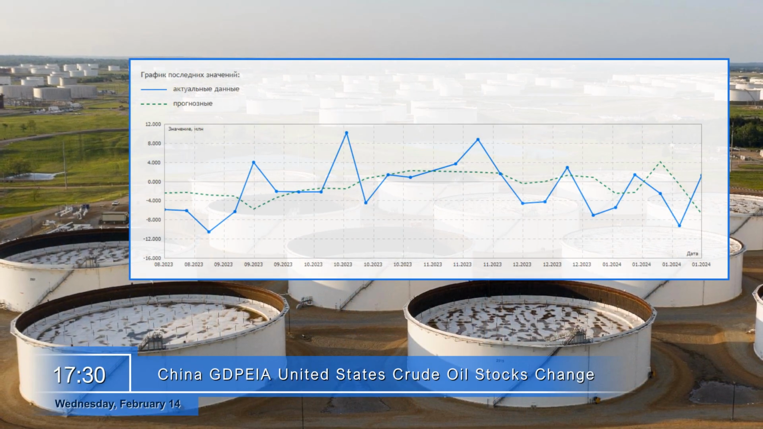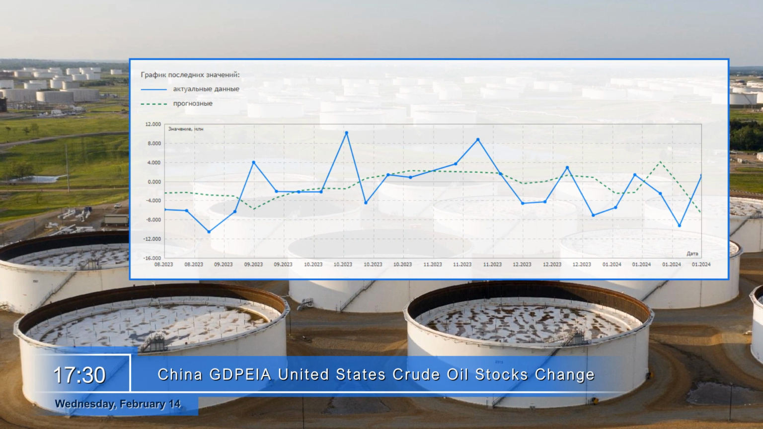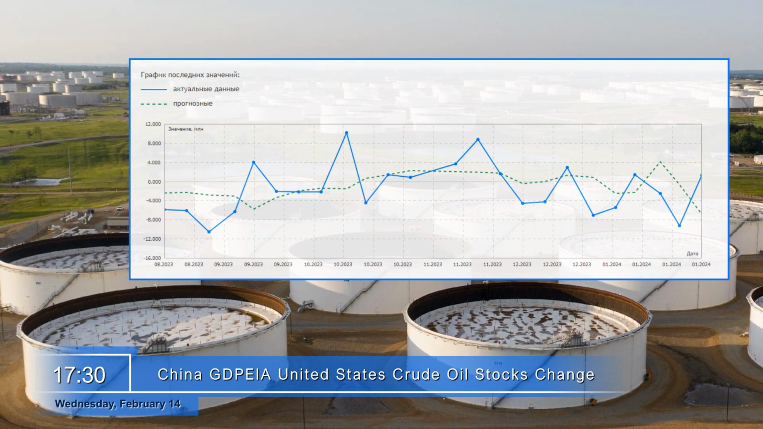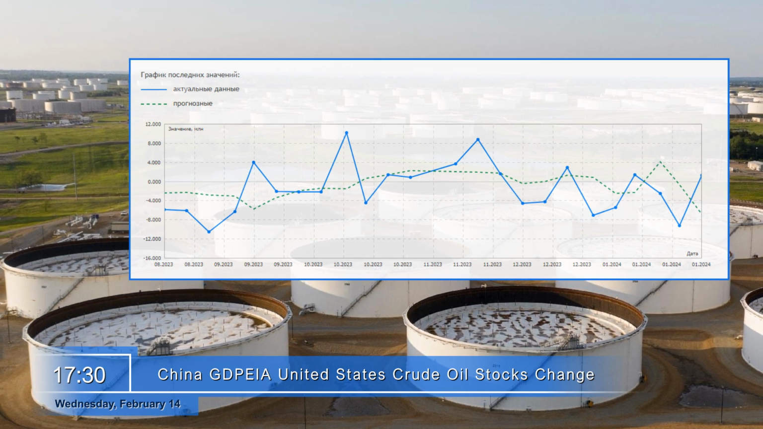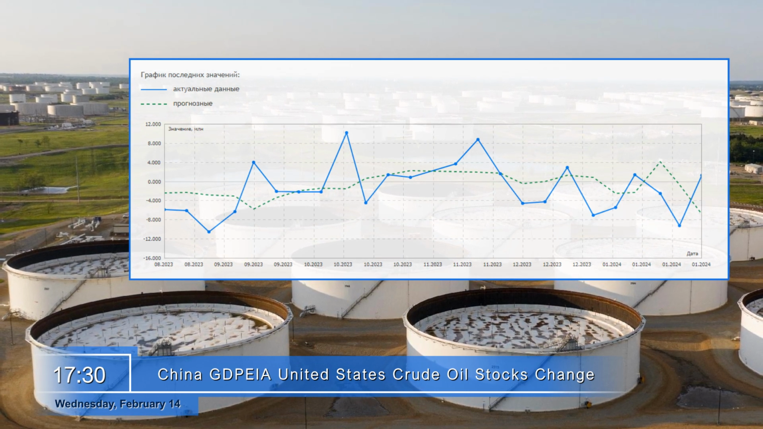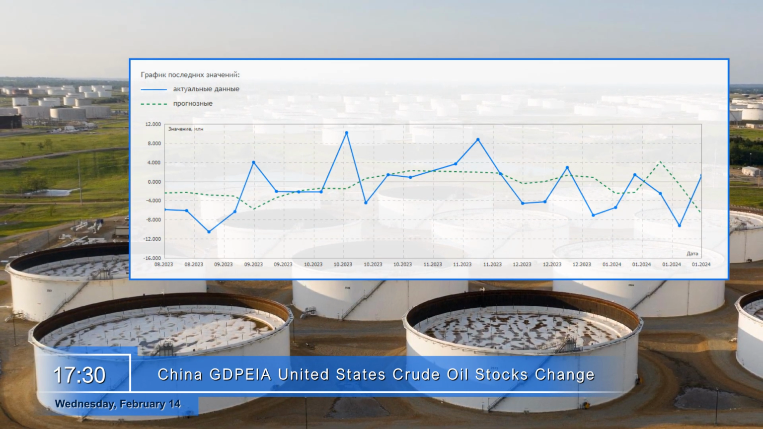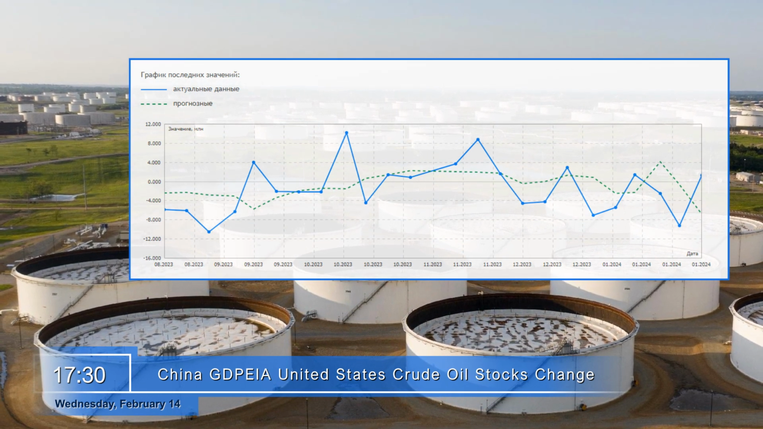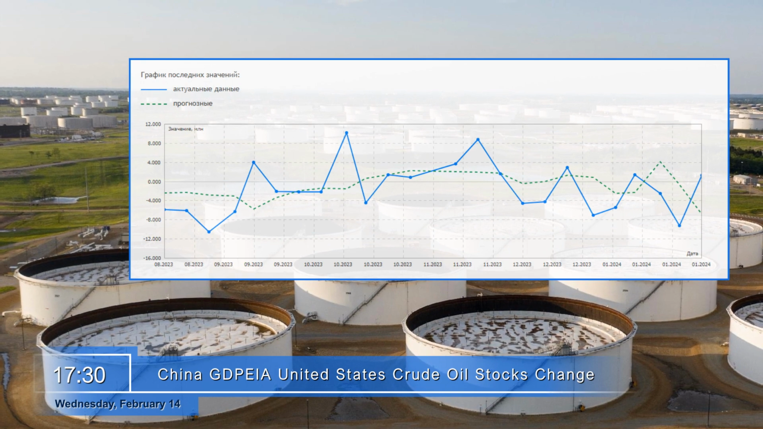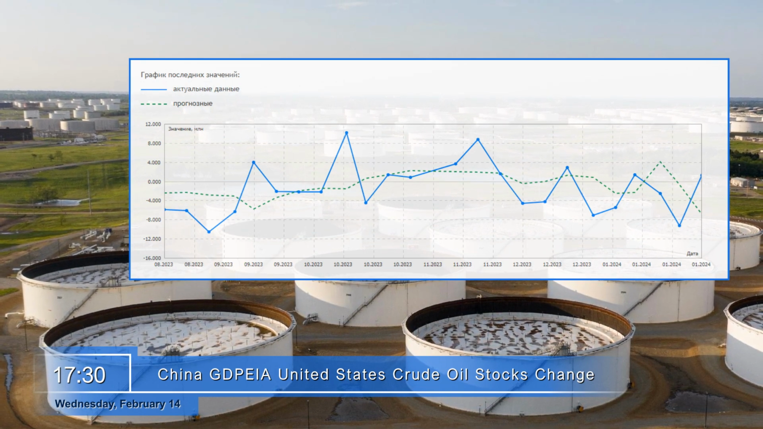In addition, at 5:30 p.m. the U.S. will report the crude oil stock exchange. This is an indicator included in the weekly report of the Energy Information Administration of the U.S. Department of Energy. An increase in the number of inventories indicates either a decrease in demand for raw materials or an increase in production. This has a negative impact on global oil prices, but the price change is short-lived.